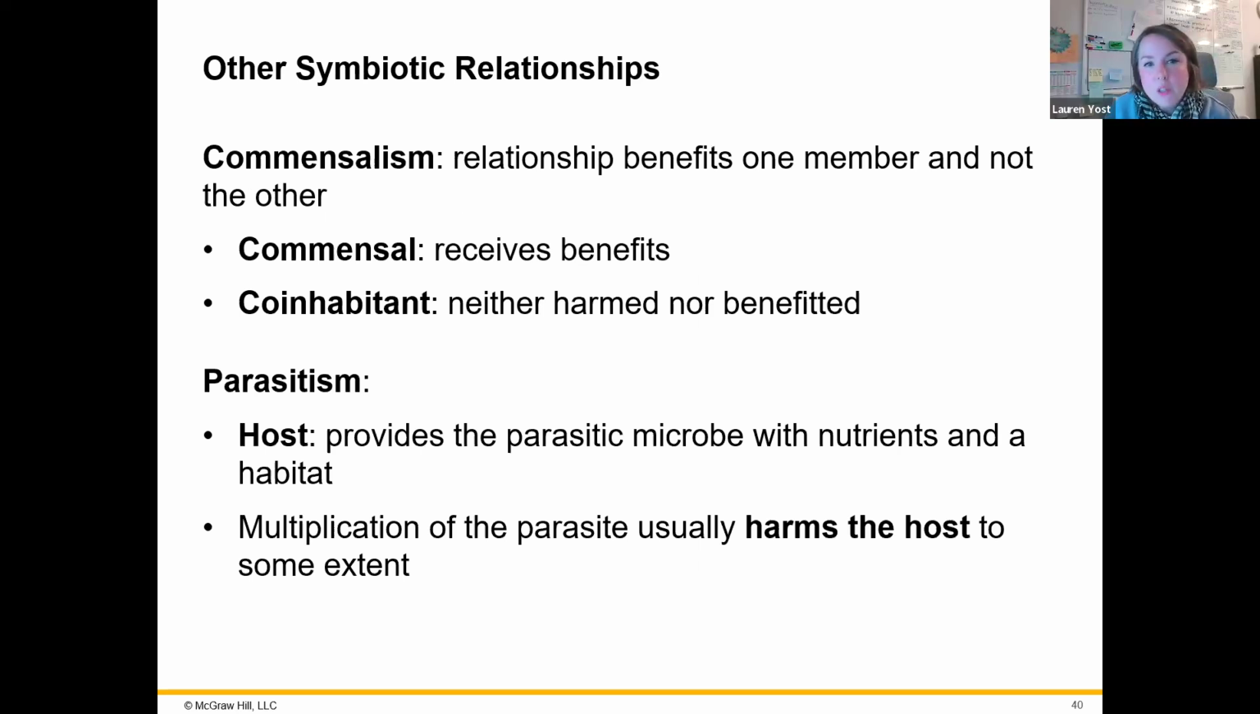So the commensal organism is receiving the benefit, and the cohabitant is just living along with it. It's cohabitating. It's not affected. And then parasitism, one organism is benefiting while it harms the other one. The one that benefits is the parasite. The one that's harmed is the host.